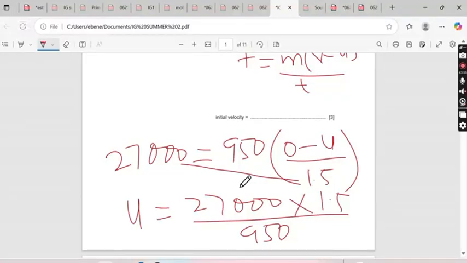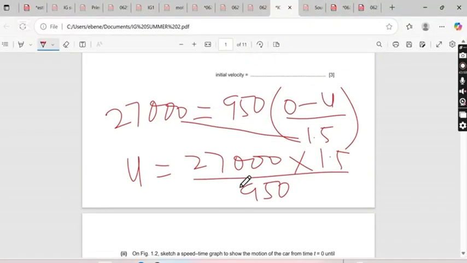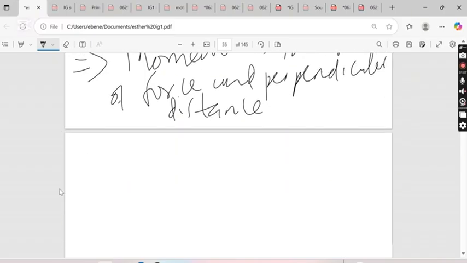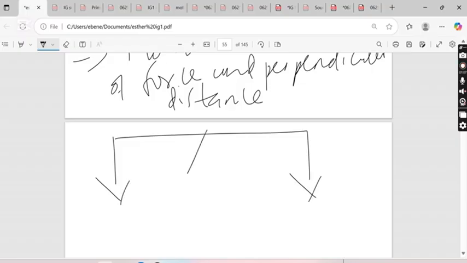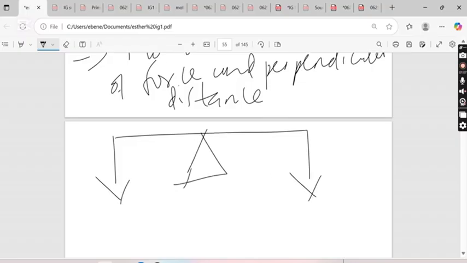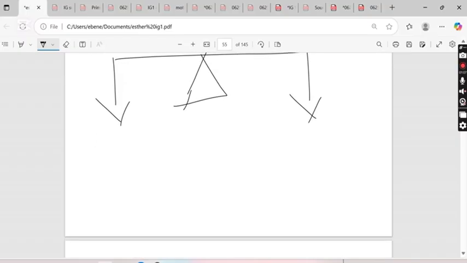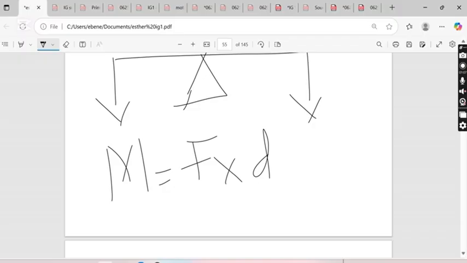The car was moving to the left. That's the interpretation of the negative sign. In terms of moment, we are considering a system which is balanced. For moment is equal to force multiplied by perpendicular distance. That is force multiplied by perpendicular distance.